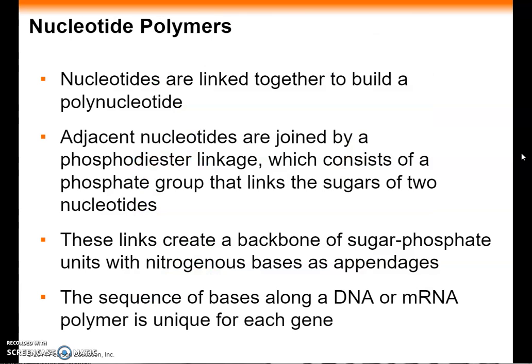Polynucleotides are synthesized when adjacent nucleotides are joined by covalent bonds called phosphodiester linkages that form between the OH group on the 3' carbon of one nucleotide and the phosphate on the 5' carbon of the next. This process creates a repeating backbone of sugar phosphate units, with appendages consisting of the nitrogen bases.